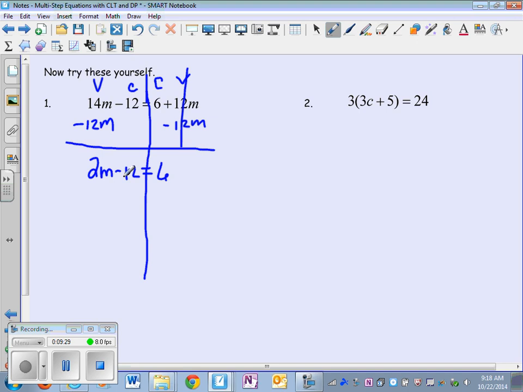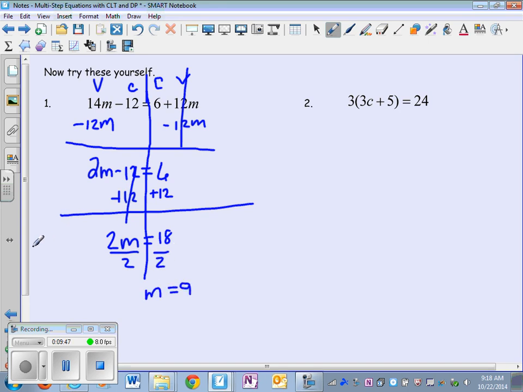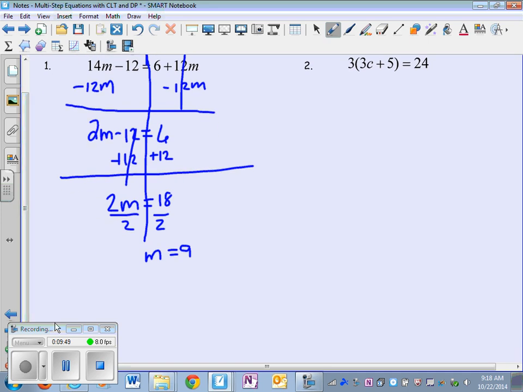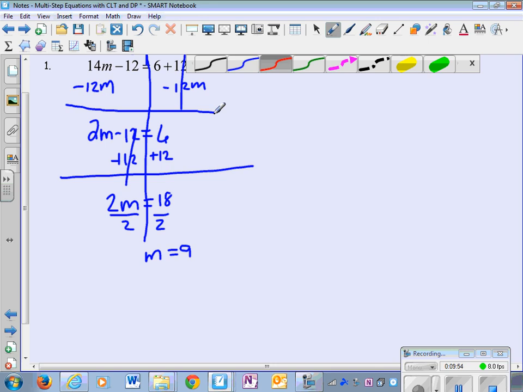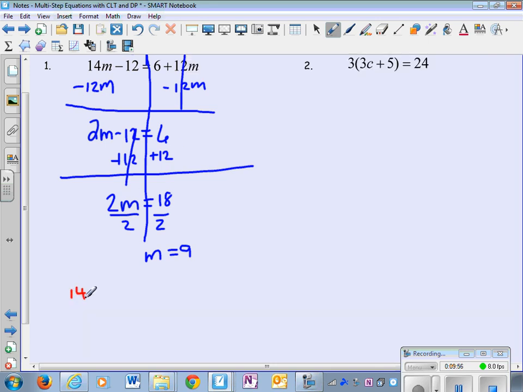Now I've got to move these constants over with the constants on the right by doing the opposite operation, which is adding 12. I've got 2m equals 18. When I divide by 2, I'm going to see m is equal to 9. A check for this problem, let me move this out of the way, would look like this. The original equation was 14m minus 12 equals 6 plus 12m. Take out your m and substitute in 9.